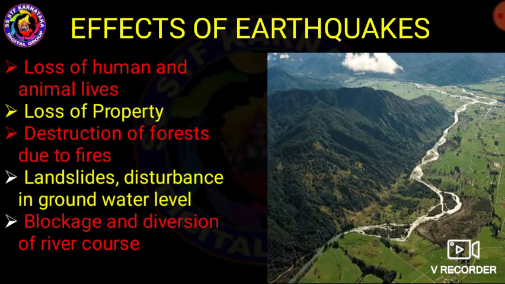These are the major important effects of the earthquakes. Understand? Damage of the bridges, damage of the dams, damage of the factories, and loss of human life and animal life and property, damage of the communication lines, damage of the buildings. These are the major effects of the earthquakes.